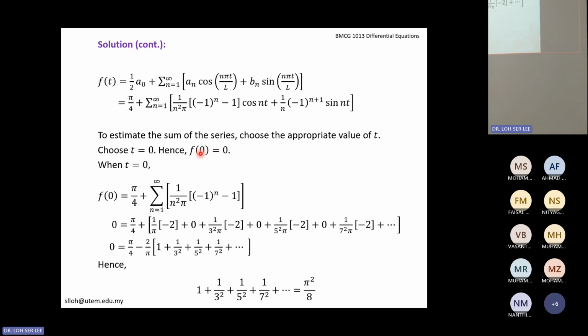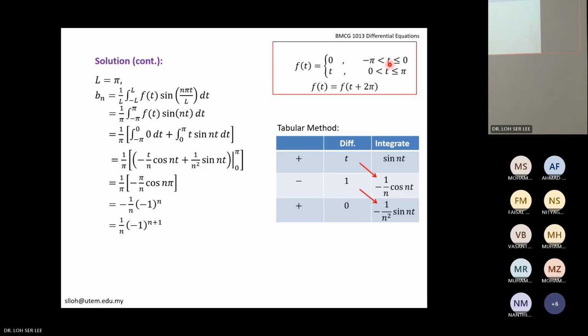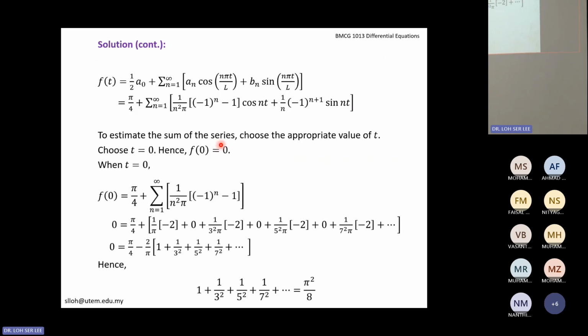So how do we know f0 is 0? The answer is already given. Why does f0 equal 0? When t is 0, your ft is 0. That's why this is 0.